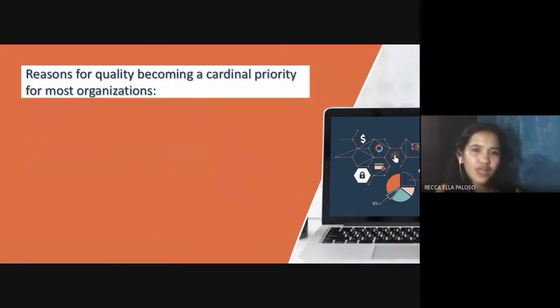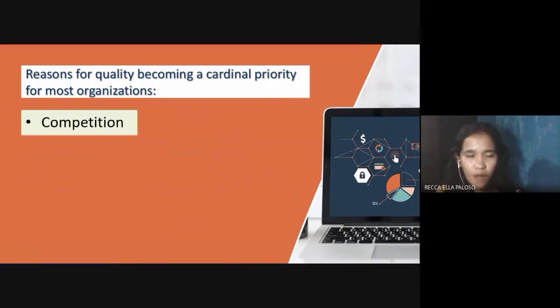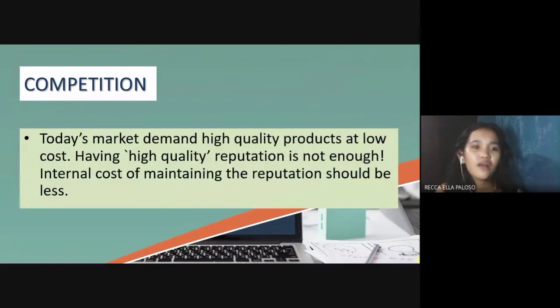There are five reasons for quality becoming a cardinal priority for most organizations. The first one is competition. Because today's market demands high quality products at low cost. Having a high quality reputation is not enough. The internal cost of maintaining the reputation should be less. So in today's market, demand for high quality products at low cost is very important because having the high quality reputation is not enough. We also need to consider the cost of maintaining the reputation.